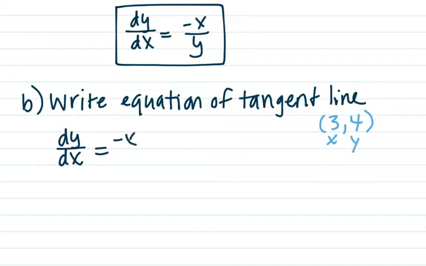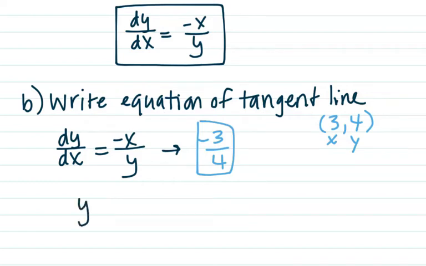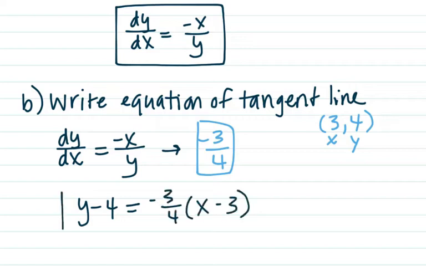Okay, so here's our derivative formula. If we actually evaluate that, we're going to get a slope of -3/4. Okay, so now we can put it all together. So y minus 4 equals -3/4 times x minus 3. And that's all there is to it.